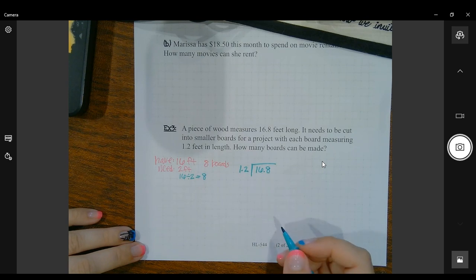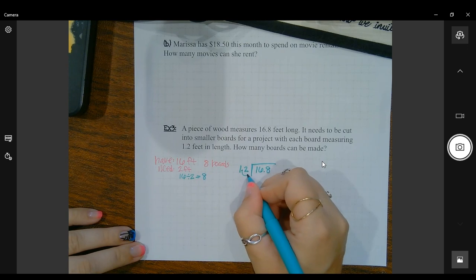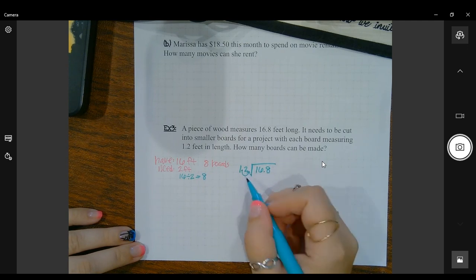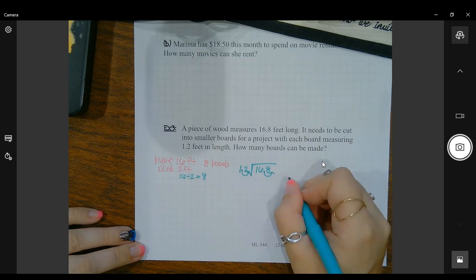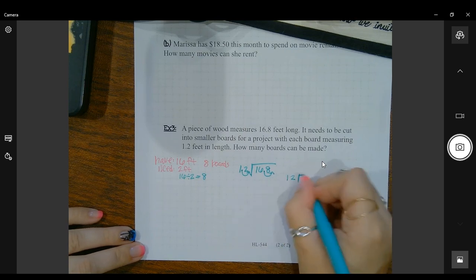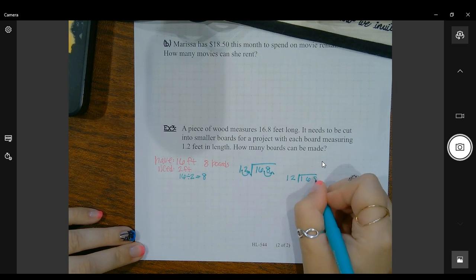So now that we know we're supposed to divide, remember you can't divide with decimals, so I've got to move it over in the divisor, and however many times you moved it in the divisor, move it the same amount in the dividend. So now you have 12 into 168.